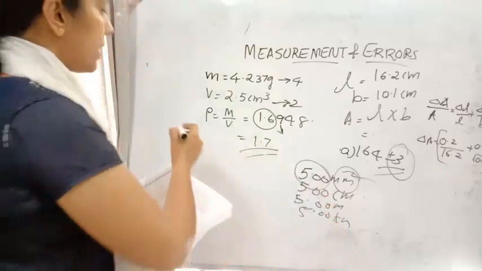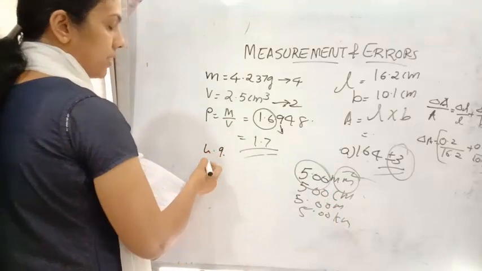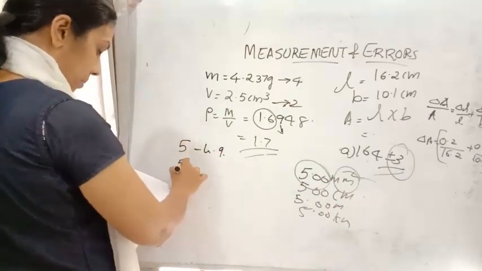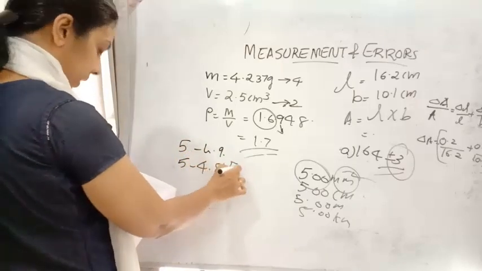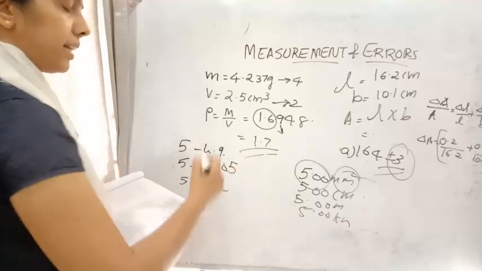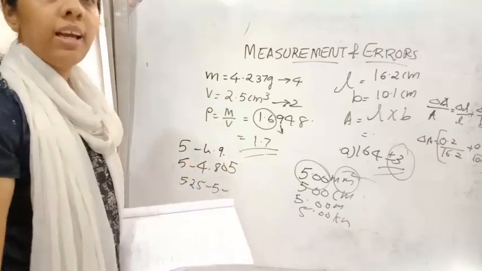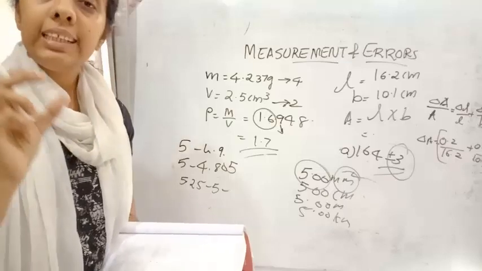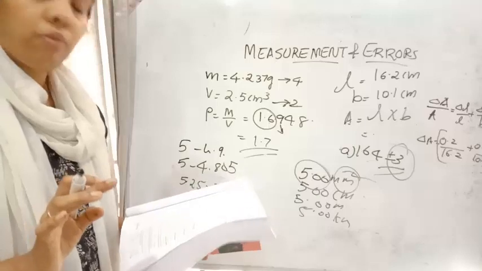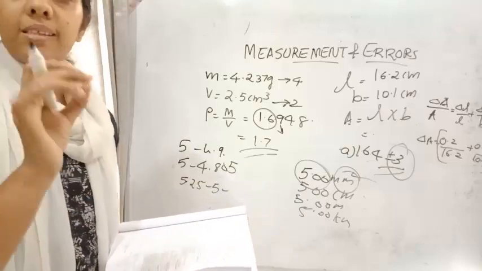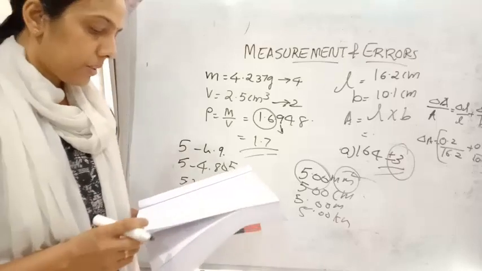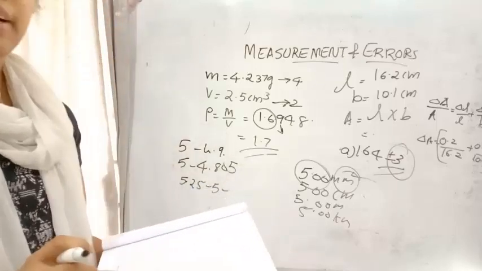So for that, 5 centimeter is given, and 4.9 is the first value. So 5 minus 4.9 you can take. The next one is 5 minus 4.805 you can take. Next is 5.25 minus 5 you can take. Like that, take the difference for all the measurements, and the one getting the least value will be the correct answer. So here the answer will be 4.9 centimeter since the difference is only 0.1 centimeter. Clear? So this is how we will be finding out the value of errors.